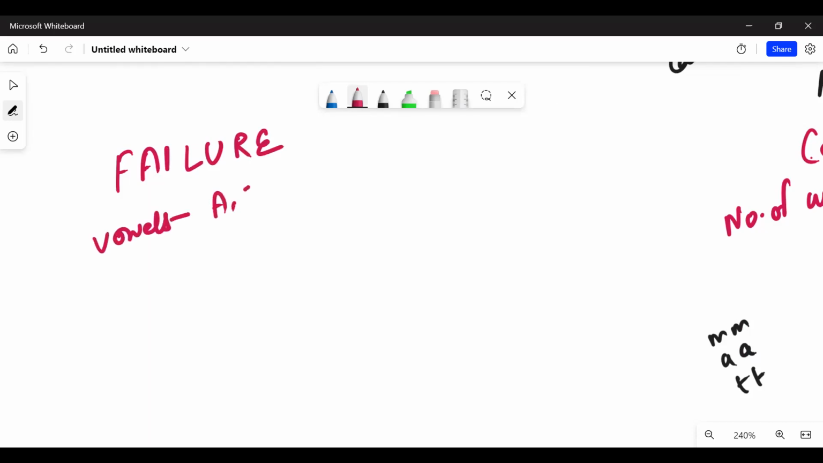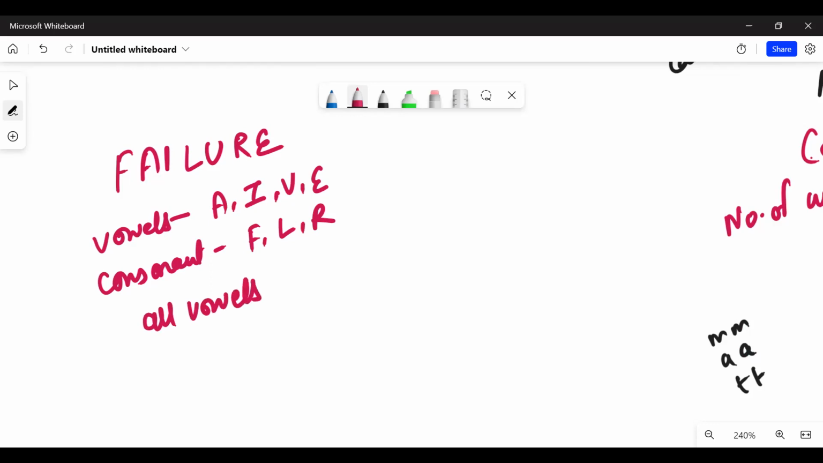Vowels are A, I, U, E. How many consonants are there? I have consonants F, L, R. Clear, right? Yes, sir. So in failure, you have 4 vowels, 3 consonants. Okay. So I want all vowels together.